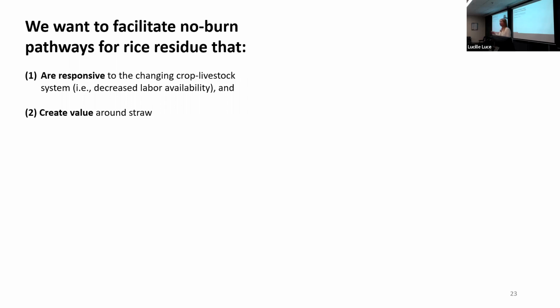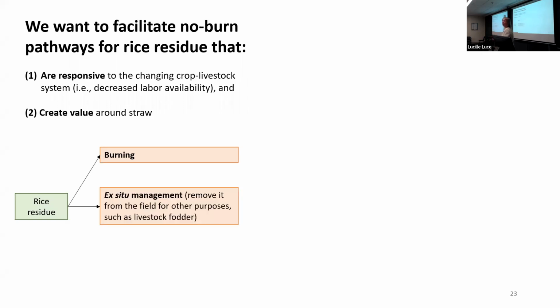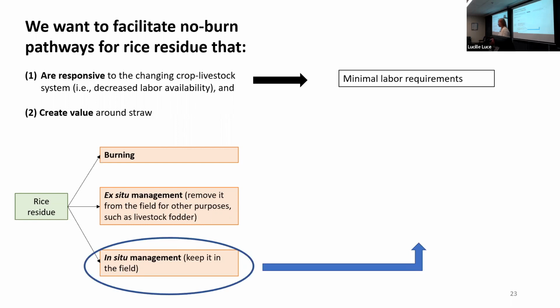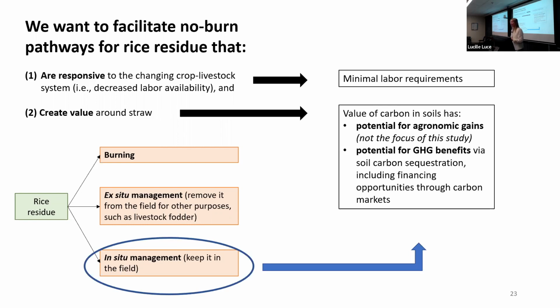So the third piece looks at pathways forward. So imagine we have the rice residue and we can group the pathways into three main groups. We can burn it, we want to avoid that. We can handle that residue off the field, so remove it, feed it to livestock or other purposes, or we can keep it on the field and manage it in the field. And when we look at this from a labor perspective, that's often the easiest. And there is some additional value there potentially. So one, by keeping carbon in the soil or adding carbon to the soil, there's a potential for agronomic gains.